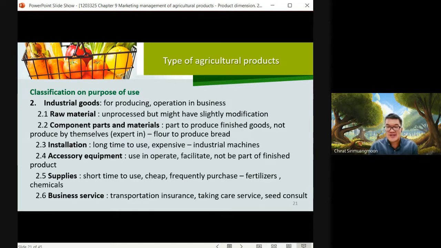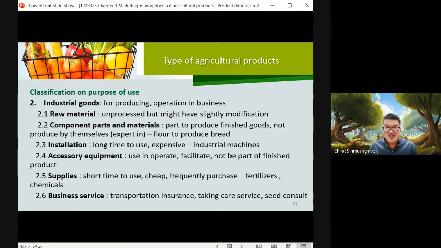We just talked about the consumer goods. How about industrial goods? Let me drink some water a little bit. For industrial goods, again, industrial goods are products used for other purposes, like for producing or for the operation of another business. Industrial goods can be raw materials, unprocessed or slightly processed. This can be a component or part that you need to use, like for equipment, you need some part to build it. So this is a component.